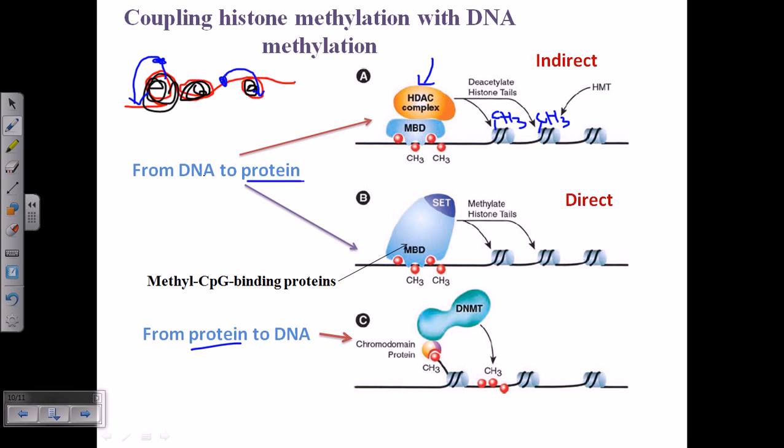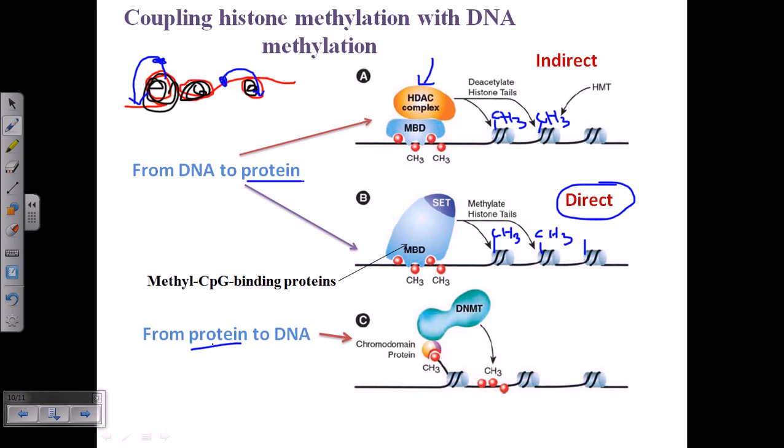Another type of the same DNA to protein methylation can be of the direct type. In the direct type, we need only one complex, which is the MBD complex with a protein called ACT. This type of methyltransferase enzyme directly recruits a methyl group to the histone tails. Due to this direct recruitment onto the histone proteins, it can also methylate them. So these are the two types of methylation from DNA to histone.